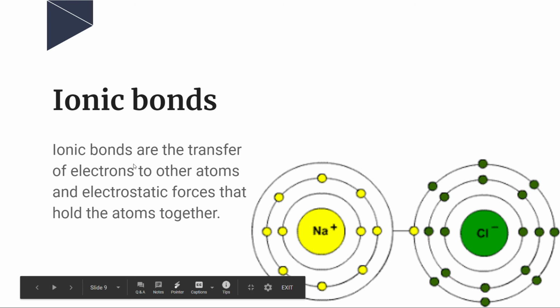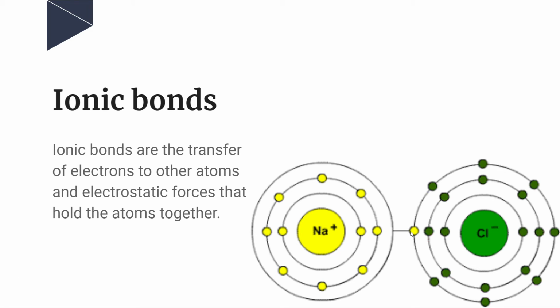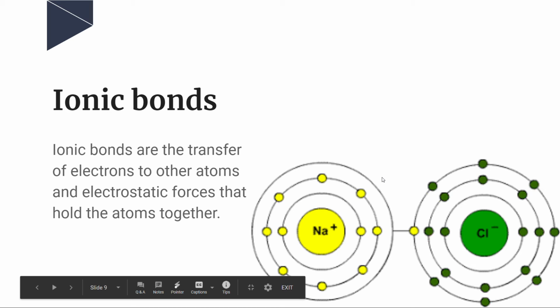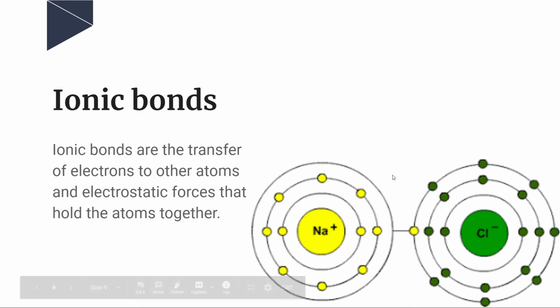So ionic bonds are the transfer of electrons, as we saw, the transfer of electrons to other atoms and electrostatic forces that hold the atoms together. So there's a force called electrostatic force, which we will learn later, probably in physics, and that force is what holds these 2 atoms together.